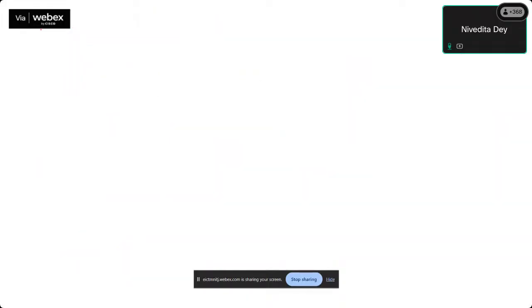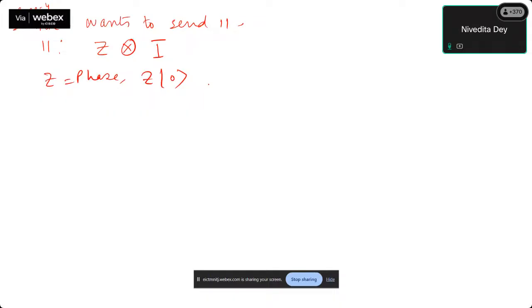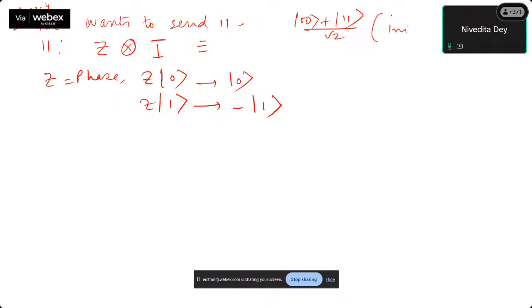And the next one, the fourth case, is Alice wants to send 1 1. If Alice wants to send 1 1, she will be doing Z into I. We all know what Z is. Z is a phase gate. Z does nothing if it is 0, and Z only changes the phase if it is 1. So initially it was 0 0 plus 1 1 by root 2. This was your initial state. After Alice's modification, the 0 0 will be 0 0 and the 1 1 will be minus 1 1, by root 2.